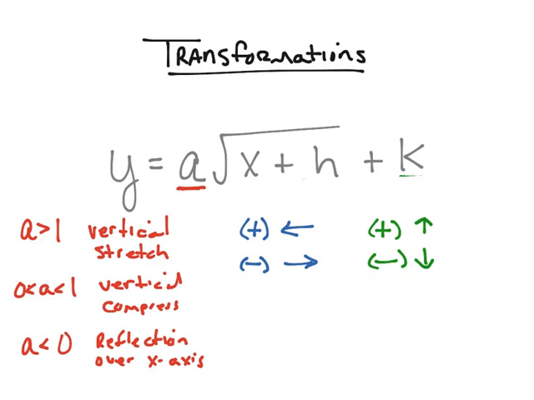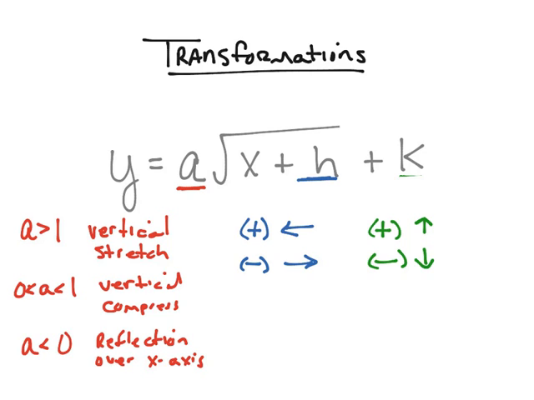Now let's talk about the h, the number inside of our square root. If we're adding a value to x, we're going to move the graph to the left that many units. If we subtract h from x, we're going to move to the right that many units. And I'll show you some examples here in a little while.